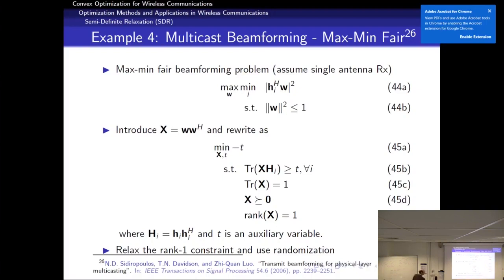Now you have a minimizing of minus t. And now this constraint, you start being familiar with that now. This can be written equivalently as a trace of X multiplied by H_i, because you're going to have w and w Hermitian, and I will say, okay, this will become one matrix that has to be positive semi-definite, and it has to have rank 1, so I end up with all those constraints appearing.